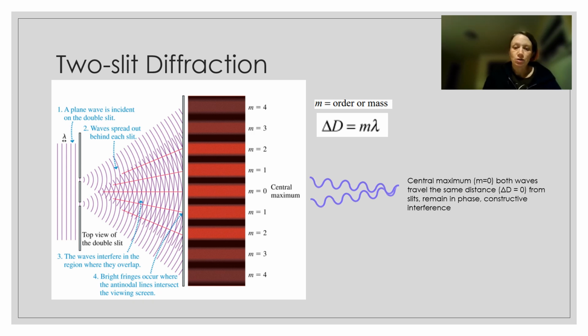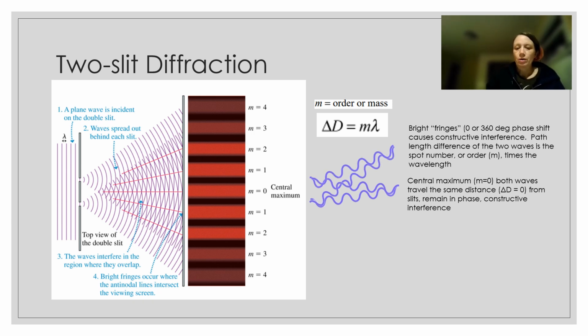The way that equation sort of works is that location is identified as m equals 0. It's the center. And the delta D represents the difference in the path length of those two light rays, right? They traveled the same distance, so delta D is 0 for the central maximum, and therefore that equation basically says 0 equals 0 for that location.